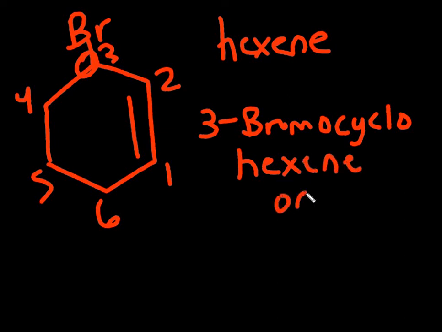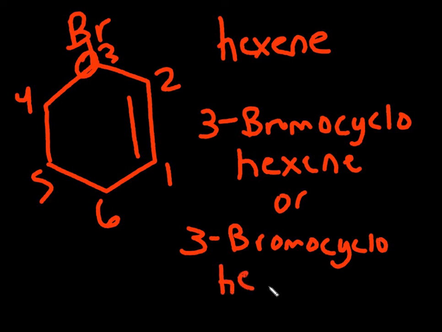Or the more complicated way that your crazy organic chemistry professors probably will write it just to confuse you. 3-bromo-cyclohexene. Either one is correct. Prefer the top one, but you know how orgo is. They make some things very difficult for you. Okay, let's try a couple more. How about this one?